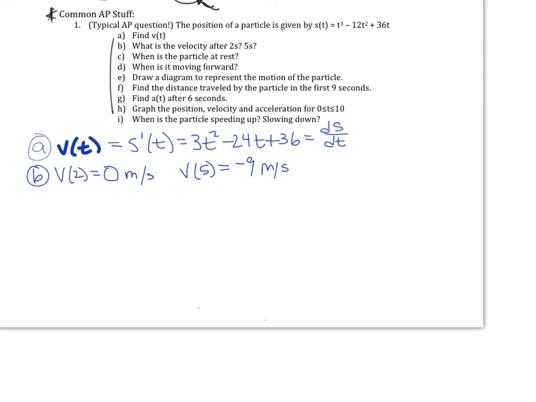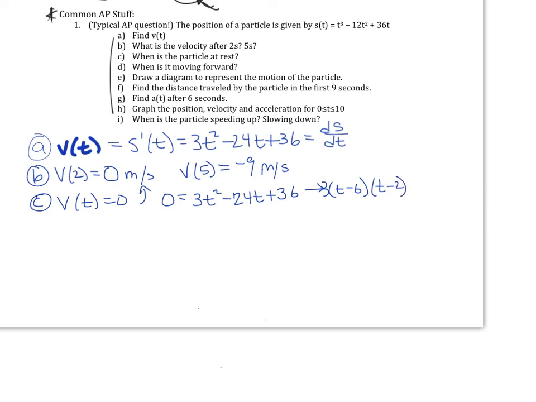Okay, for part C, this time, when is it at rest? Well, we know it's at rest when our velocity is equal to 0. Well, we just did that. We found out that right up here, the velocity is equal to 0 at 2. So one of our answers should be 2, but let's just set up our equation. 0 equals 3t squared minus 24t plus 36, and you can factor this. And this factors into, we'll take a 3 out, and we're going to be left with t minus 6 and t minus 2.